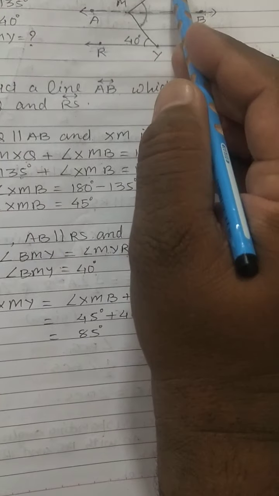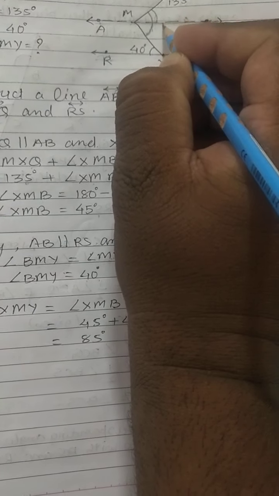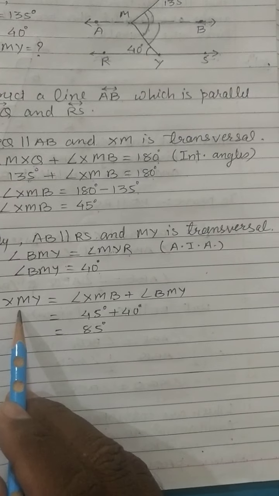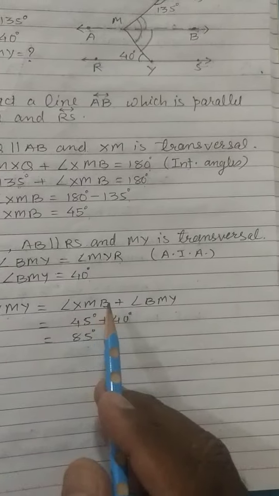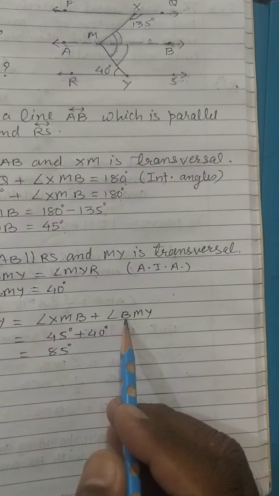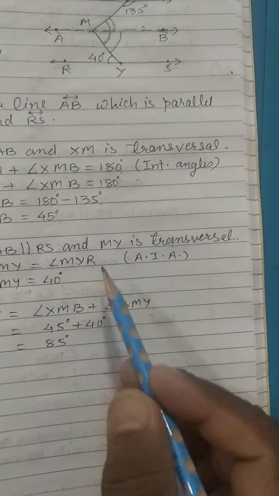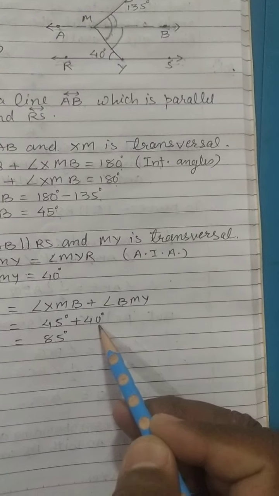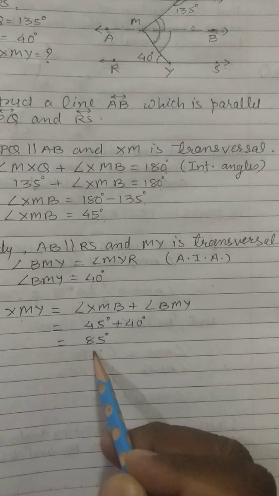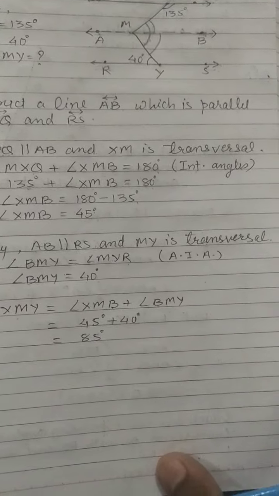Now we have to find XMY, so we add these two angles. I have written here angle XMY is equal to angle XMB plus angle BMY. Now put the values of both of them. XMB is 45 degrees and BMY is 40 degrees. So 45 plus 40, that is 85 degrees, is the answer. Okay, next, move on.